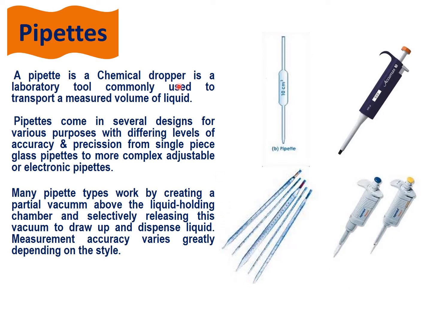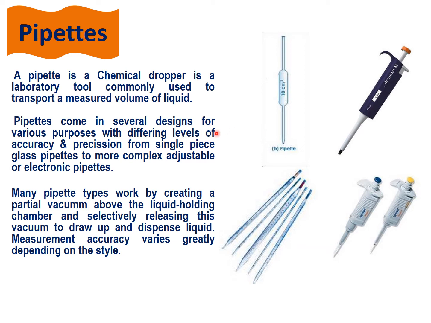Then next is pipettes. A pipette is a chemical dropper, a laboratory tool which is mainly used for transporting or dropping a measured volume of liquid. Like if we want to add 1 ml solution, then we will use a 1 ml pipette. Here the volume is accurate with the pipette. In a measuring cylinder it may or may not be accurate, but with a pipette it is accurate.